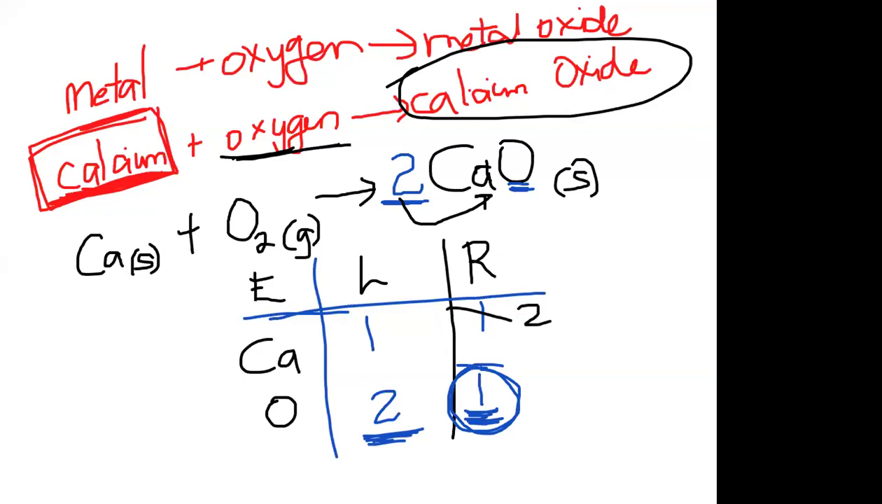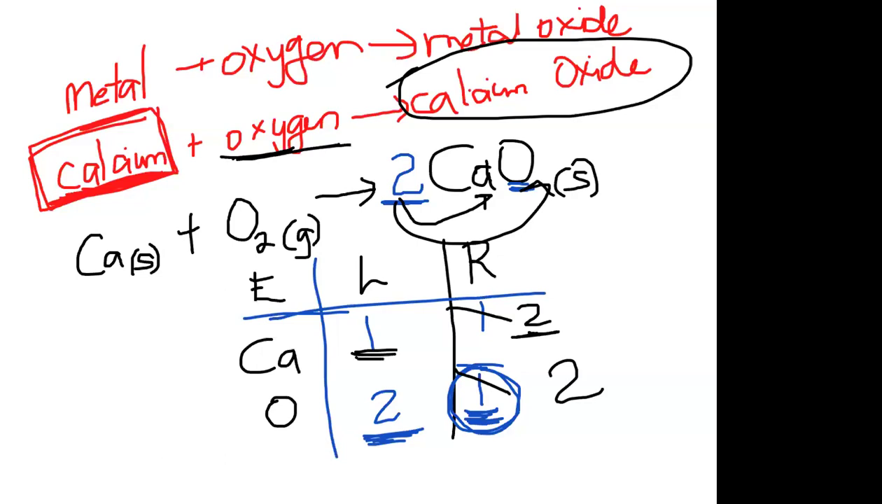2 times 1 oxygen gives me 2. Is that clear? Yes, miss. So I look into my table, I now have 2 calcium on my right. How much do I have on the left?